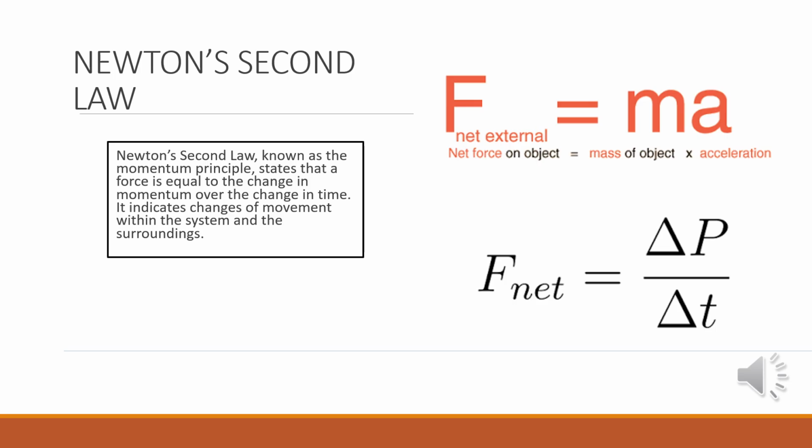What is Newton's second law? Newton's second law is the momentum principle, and it states that a force is equal to the change in momentum over change in time, or equal to m times a. This indicates the change of movement within the system and its surroundings. So again, F equals ma, or F net equals delta P over delta t.